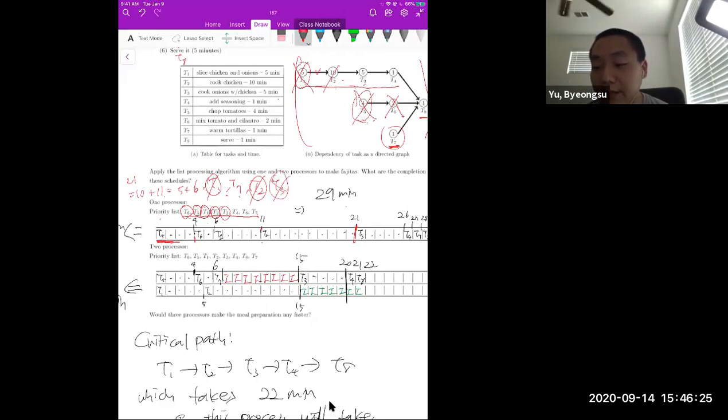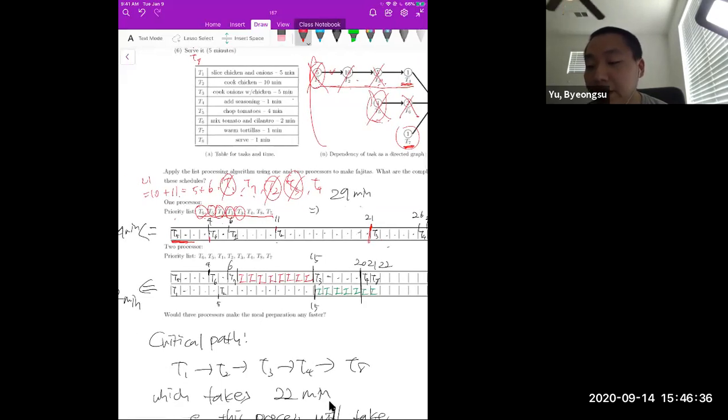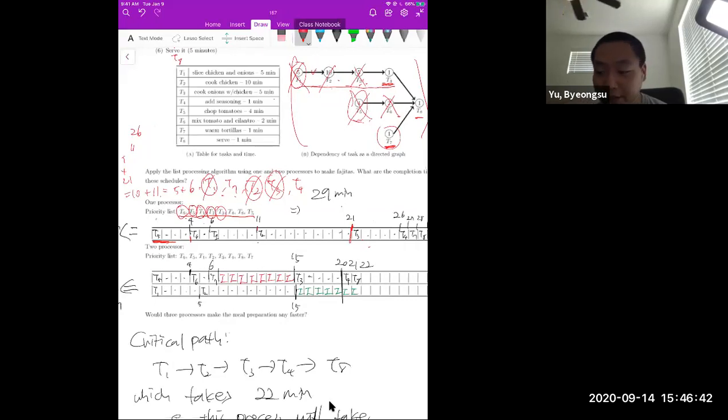So just take T3 and delete T3 in here. Then the ready job is T4. And after completing T3, we need 5 minutes. So after 5 minutes, 26 minutes are gone, right? At this point, T4 is prioritized over T7, so we need to choose T4 again.